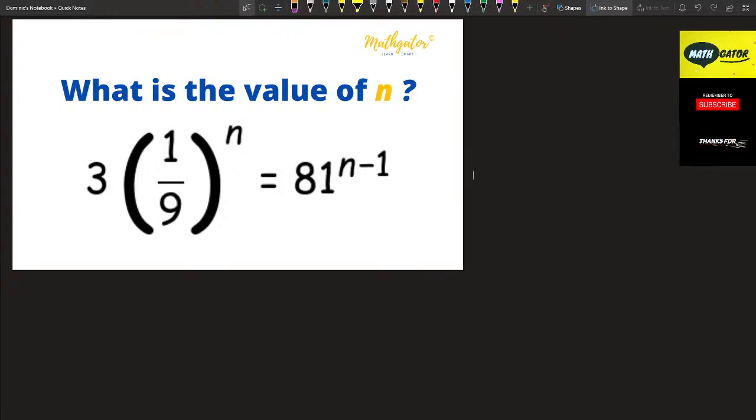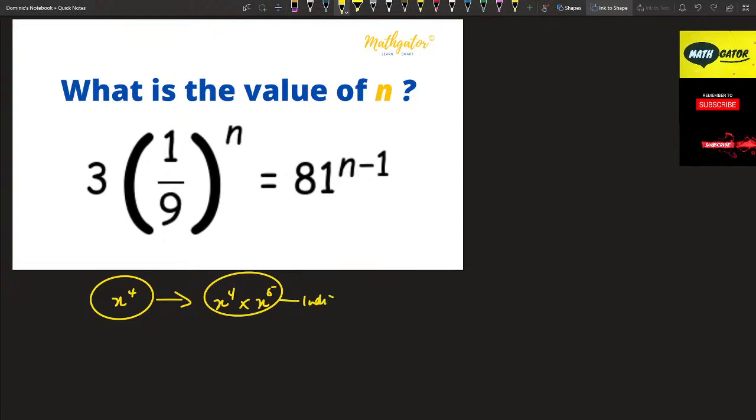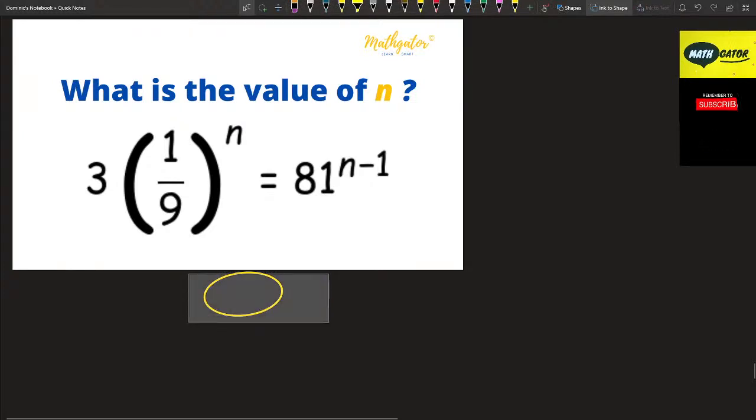Okay, so what is the value of n? This is actually an indices question, or what some people will say powers of numbers question. Index, the plural form is indices. So if I write this in an index form, but if I have several of them, then this becomes indices. So let's quickly dive deep into this and see how best we can solve this.